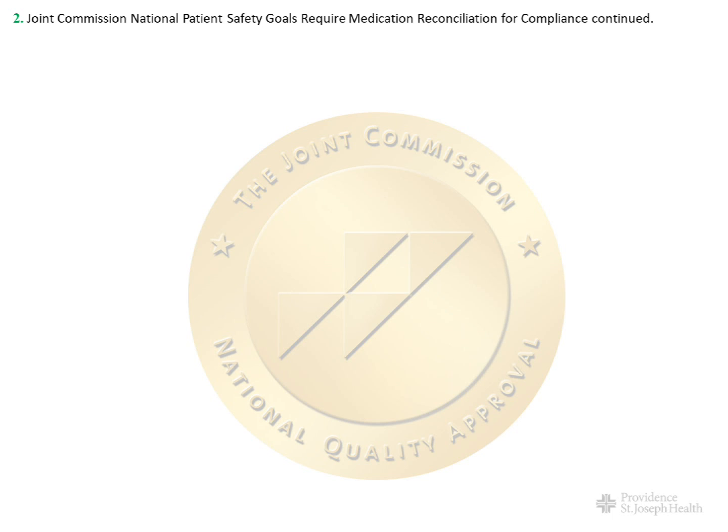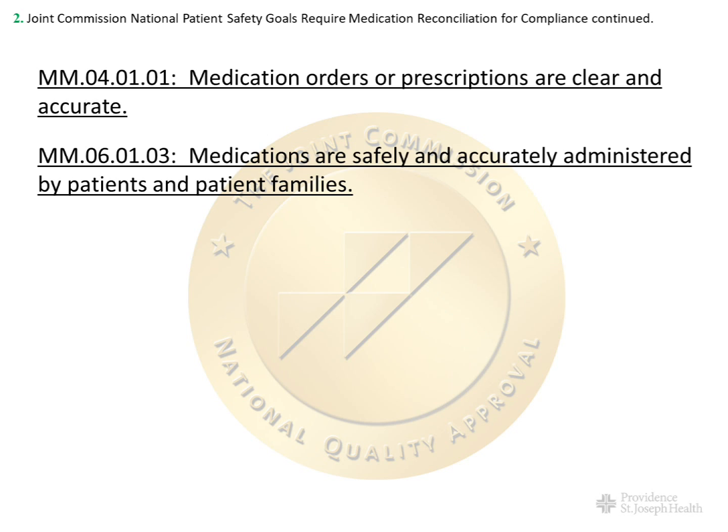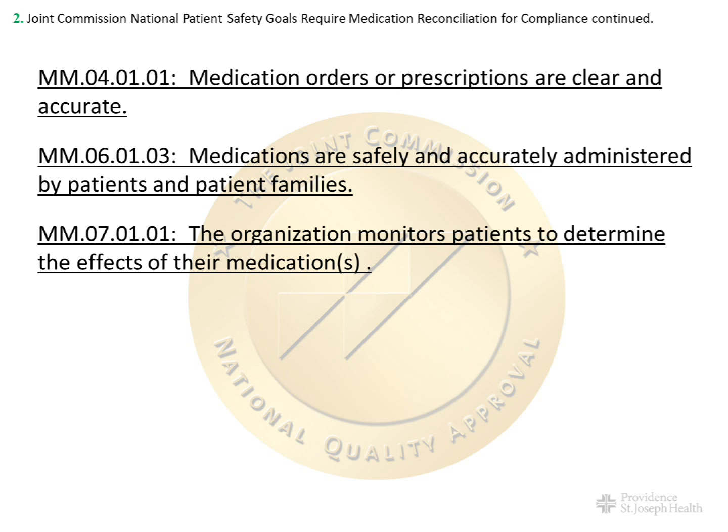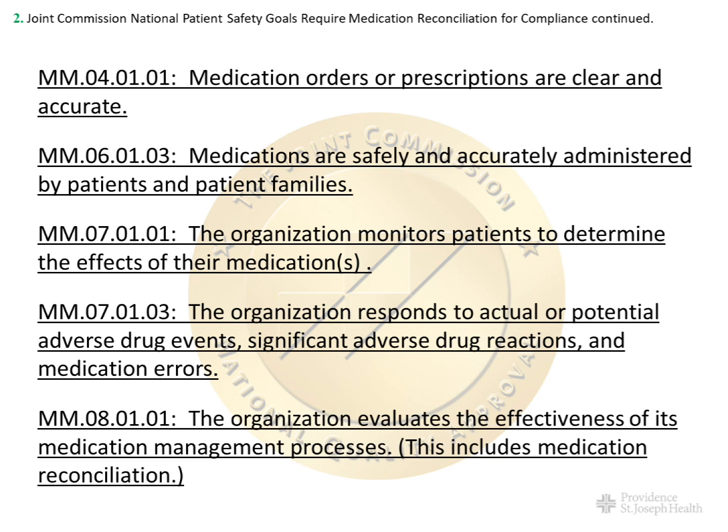Furthermore, the Joint Commission Medication Management Standards, MM for short, include the following additional requirements. Medication orders or prescriptions are clear and accurate. Medications are safely and accurately administered by patients and patient families. The organization monitors patients to determine the effects of their medication. The organization responds to actual or potential adverse drug events, significant adverse drug reactions, and medication errors. The organization evaluates the effectiveness of its medication management processes. This includes medication reconciliation.